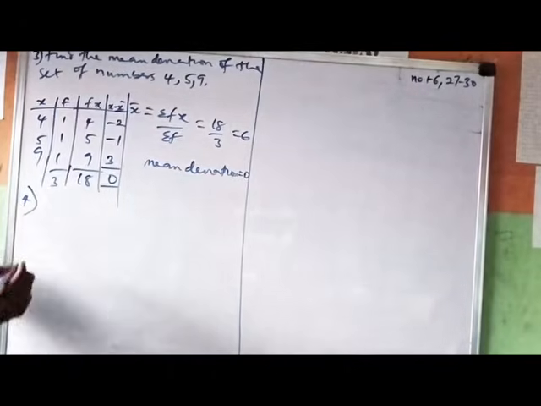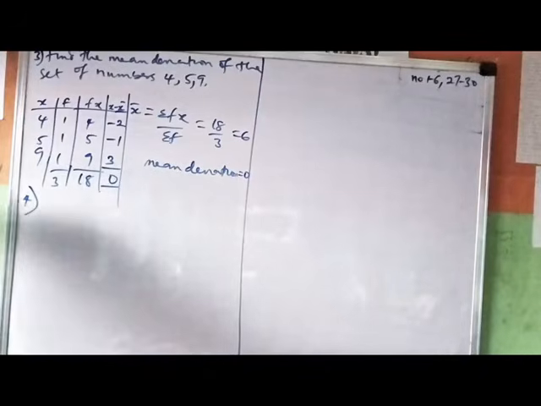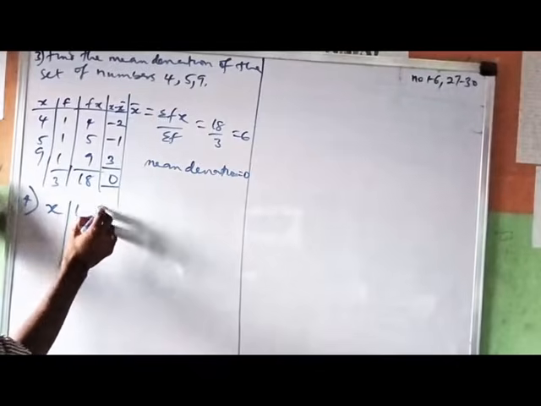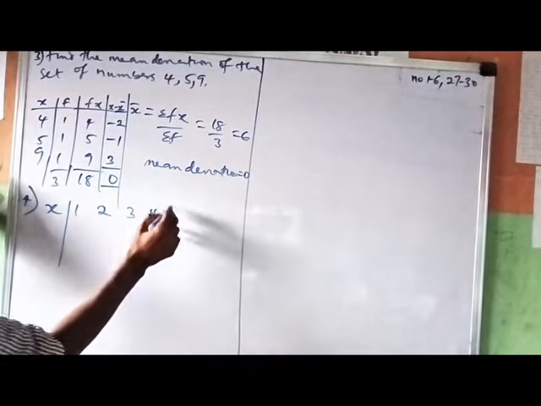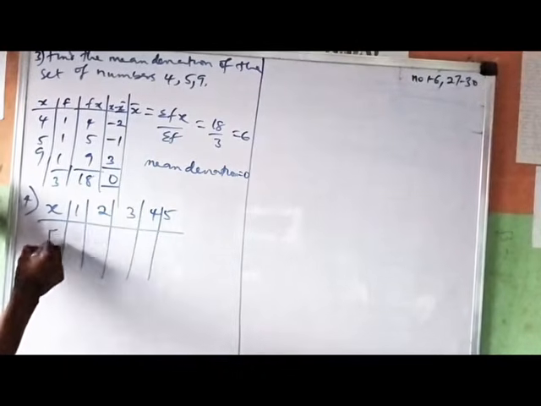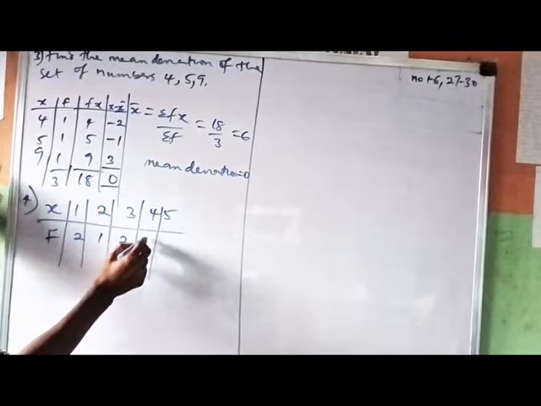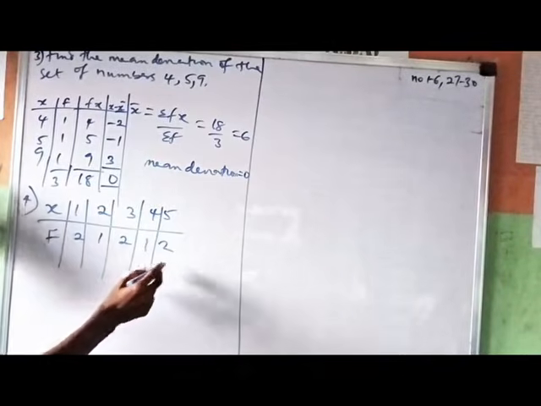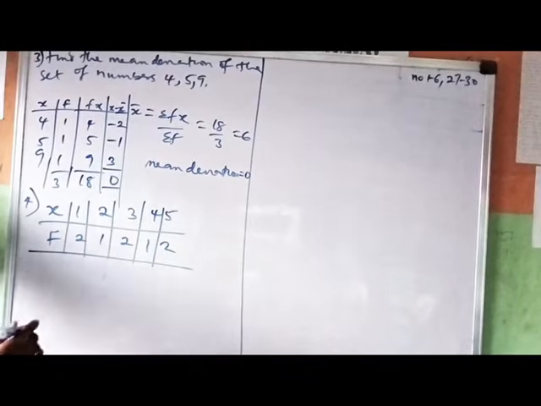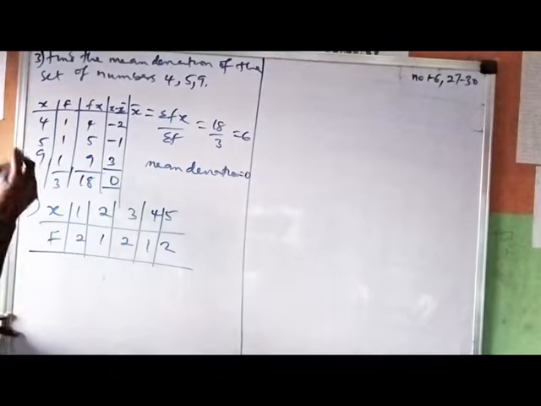Number 4. Number 4 says you have a table: x is 1, 2, 3, 4, 5. They were giving frequency to be 2, 1, 2, 1, 2. The question says, find the variance of the frequency distribution below. Find the variance. How do we find the variance?